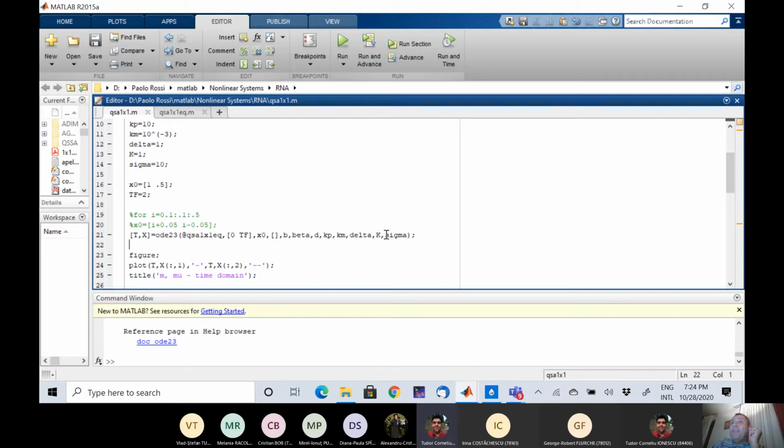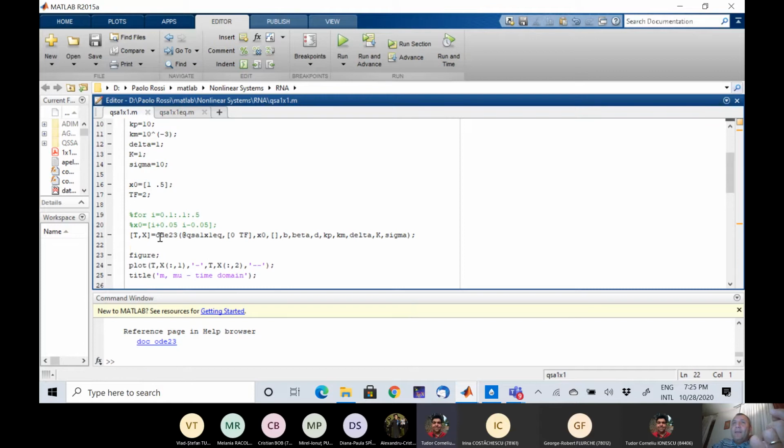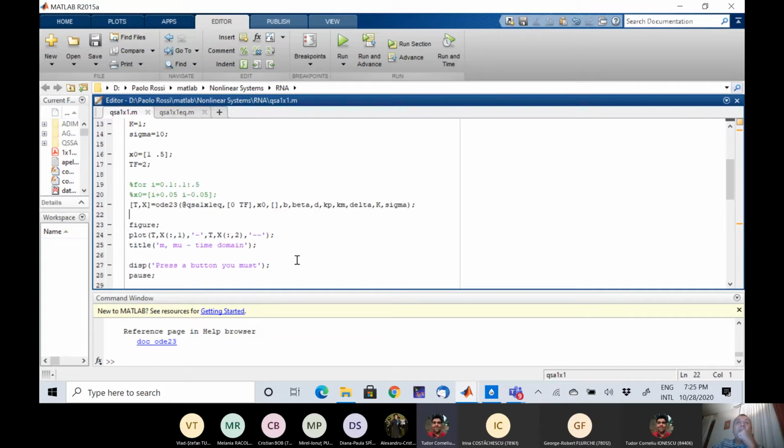And then you have to repeat precisely the same list of parameters which you have here. These two lists have to match such that when the ODE routine is searching for these parameters, it can read them from the entry. What did we end up with now? We ended up once again with the time moments, and then with two columns of values, right? For m and for mu. Of course, t and x have the same length, so it is possible to plot them both.